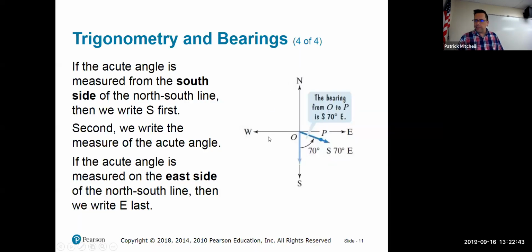This time the point P is located somewhere to the south of O, so we start off by saying south. The angle from the y-axis to this ray is 70 degrees, and the point is located to the east of the y-axis. So the bearing from O to P in this situation is south 70 degrees east. I don't have an example of south and then west, but you can imagine how that would work.